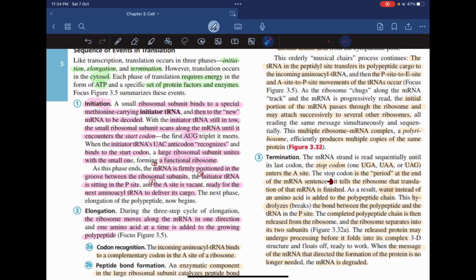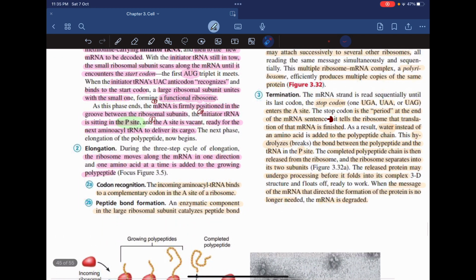So if they ask you, before we start, the initiator tRNA is positioned in which site, you should know that it's in the P site. This is so important. I'm not sure if it came to us, but I think yes. So before it starts, the initiator tRNA is on the P site, which is the middle site, and the A site is free, ready for the amino acid to deliver another cargo.